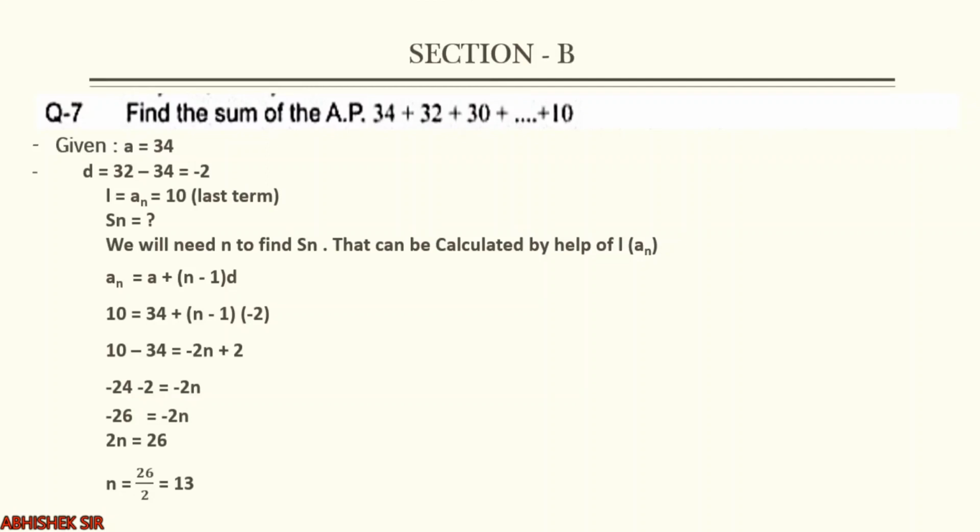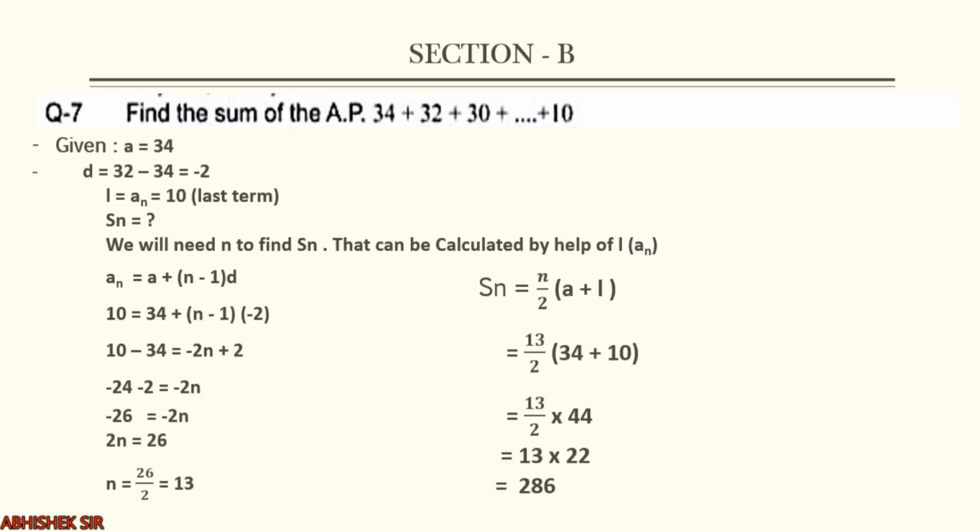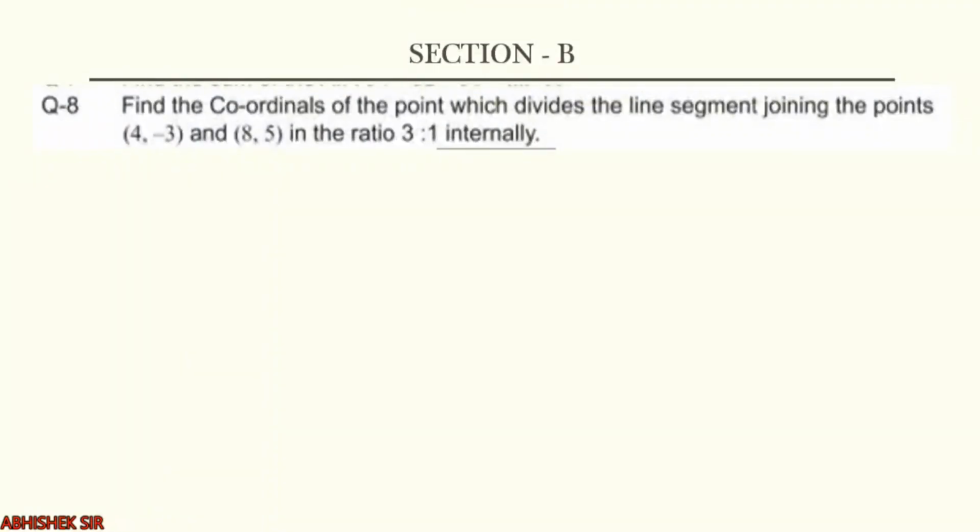So now we have got the value of n, so we can use the formula for finding the sum. What is the formula of Sn if we know the first and the last term? Because here 34 is the first term and 10 is the last term, we will use a shortcut formula, that is n by 2 times (a plus l). So n is 13 by 2 and a plus l is 34 plus 10, that will give you 44, and 2 22s are 44, that means 13 into 22, that is 286, the correct answer. Clear? So moving on to the next question.